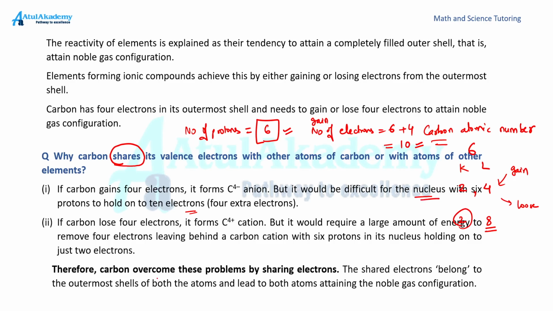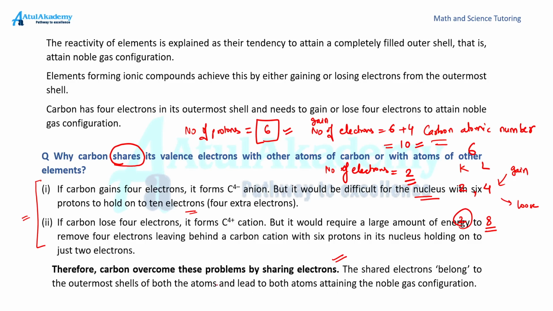In the same way, if it loses 4 electrons, the number of electrons will be only 2. When you remove those 4 electrons, it is again useless for a 6 proton nucleus to hold just 2 electrons. That makes an unstable situation. Therefore, to overcome these problems, carbon shares electrons. The shared electrons belong to the outermost shell of both the atoms and lead to both atoms attaining the noble gas configuration.